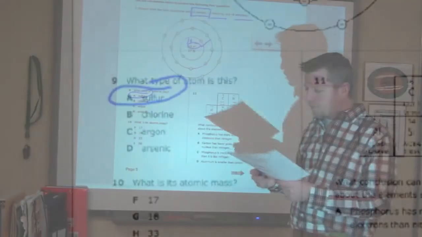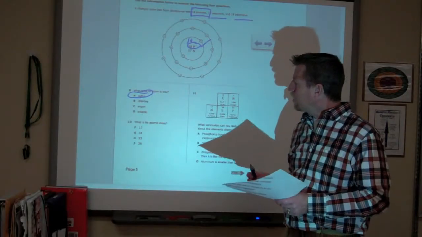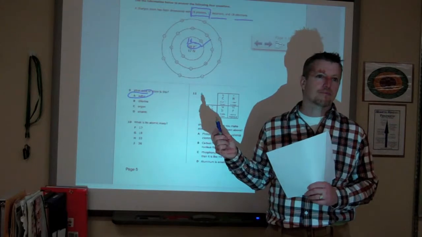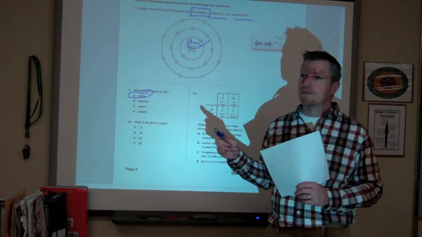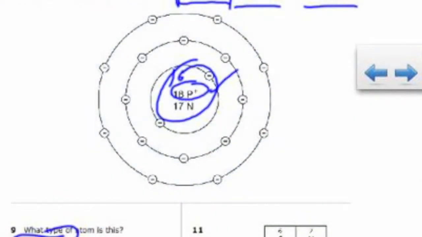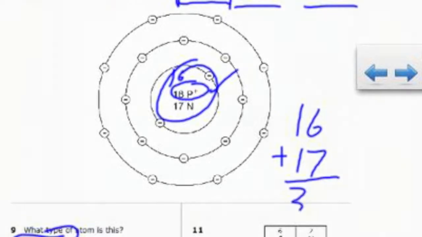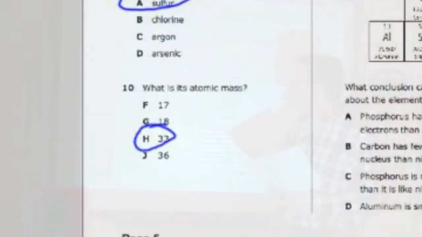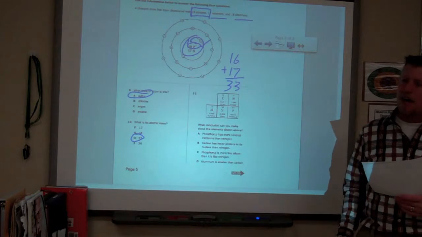Okay, number 10. What is this atomic mass? How do we find the atomic mass? You do protons plus neutrons. Good. We take these two numbers and we add them together because the mass is what's in the nucleus. So 16 plus 17. And what do we get? 33. So that's our answer for that one. We just add what's in the nucleus.